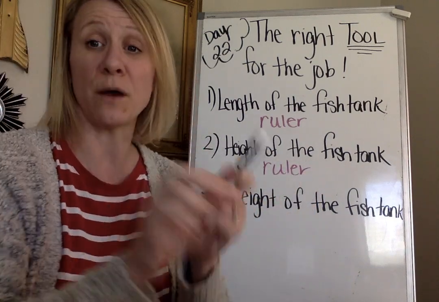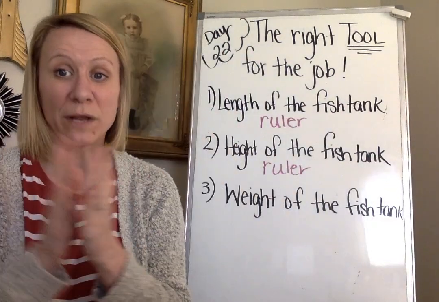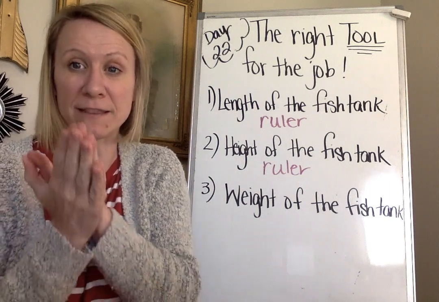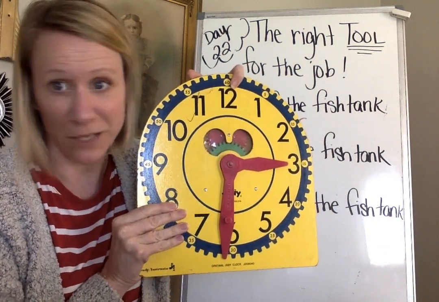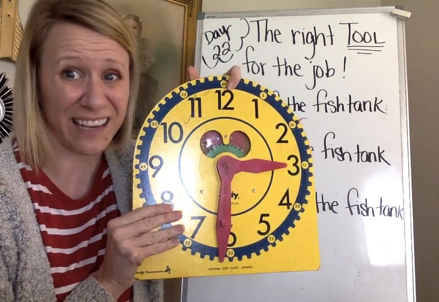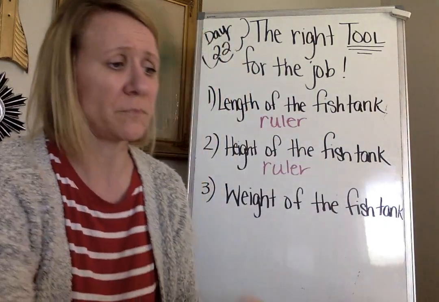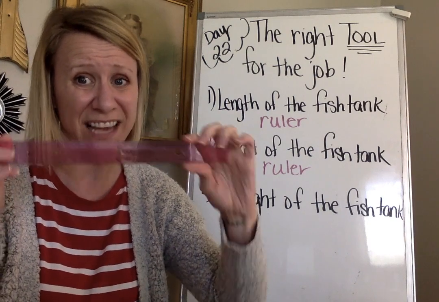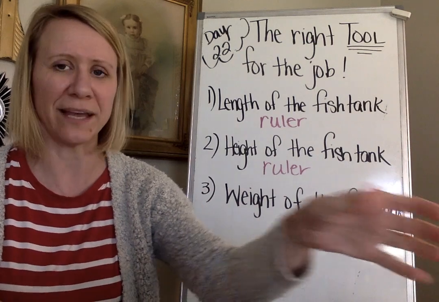Number 3, the weight of the fish tank. Now, we are being asked to think about how much mass is in the fish tank. The clock isn't going to cut it. We're not doing elapsed time. We're not tracking anything with time at all. Not going to work for this. The ruler, that's used for measuring distance. So that's definitely not going to help us when it comes to the weight of the fish tank.